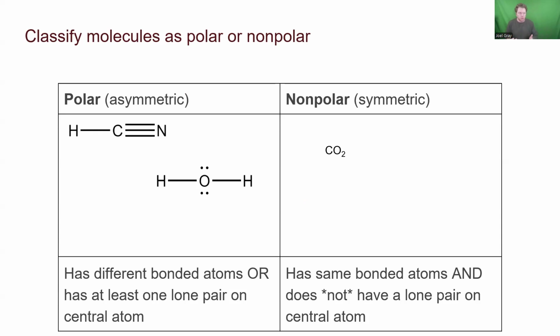And a really great question to ask is, why? How am I supposed to know that without doing the calculation of the polarity of the bonds? Well, you look at whether the molecule is symmetrical or asymmetric. If it's symmetric, that means it is the exact same on both sides. As an example, our nonpolar molecule is CO2.